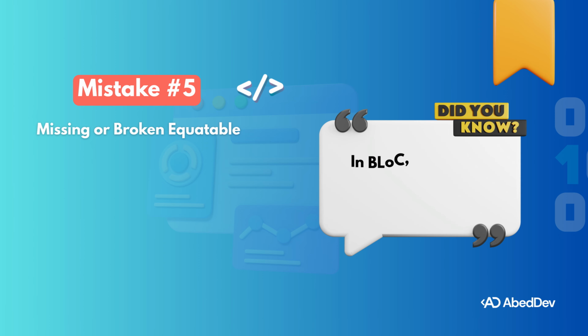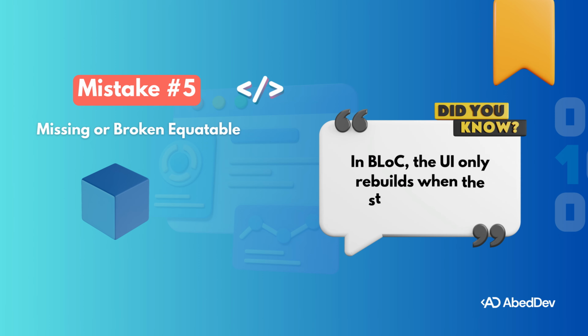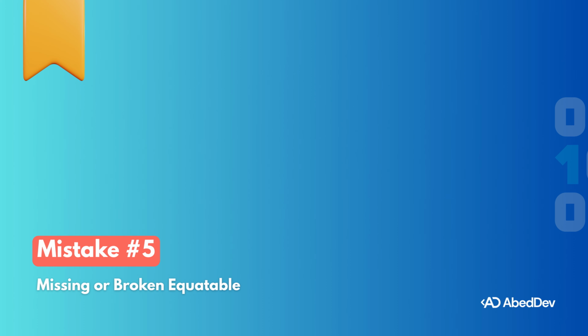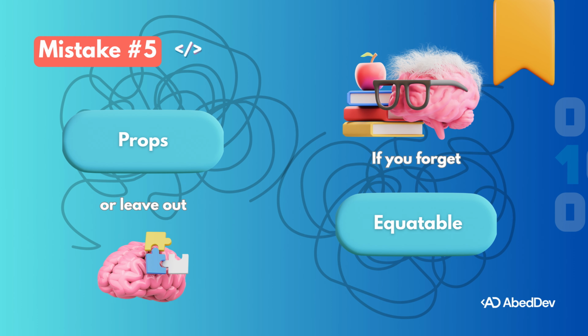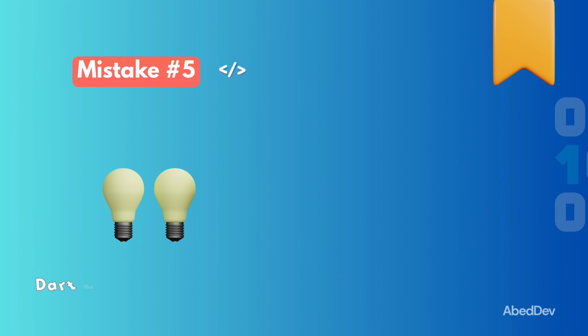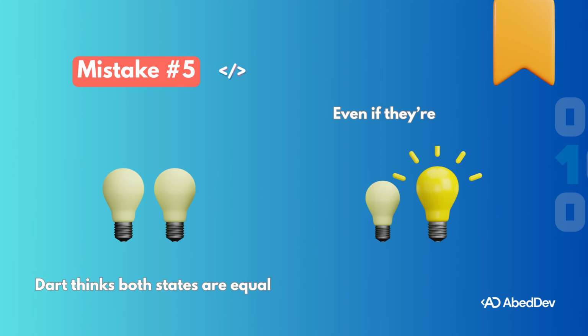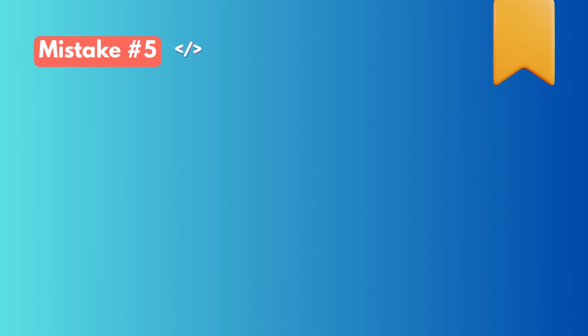Here is the deal: in a BLoC, the UI only rebuilds when the state changes, but how does Flutter know the state changed? It compares the current state with the previous one. If you didn't extend Equatable or forgot to override the props list, guess what? It thinks both states are equal, even if they are clearly not.